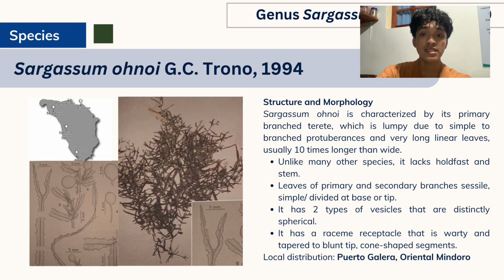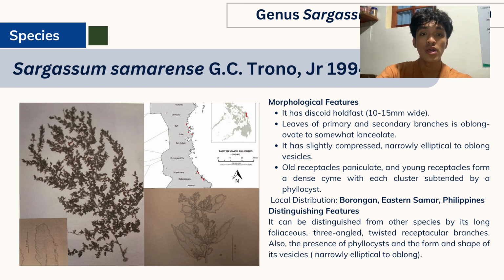The next species is Sargassum samalense by Trono, and the morphological features are that it has a discoid holdfast 10 to 15 millimeters wide, and leaves of primary and secondary branches that are oblong, ovate to somewhat lanceolate, and it has slightly compressed, narrowly elliptical to oblong vesicles. The old receptacles are paniculate, and young receptacles form a dense cyme, with each cluster subtended by a phylocyst. So the local distribution is in Borongan, Eastern Samar, Philippines.